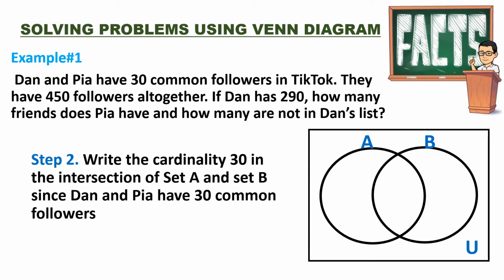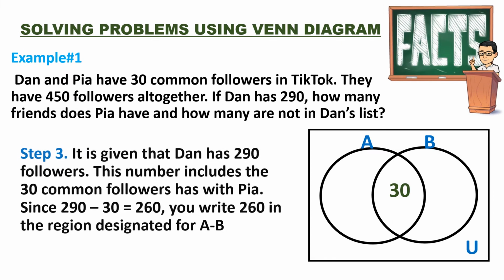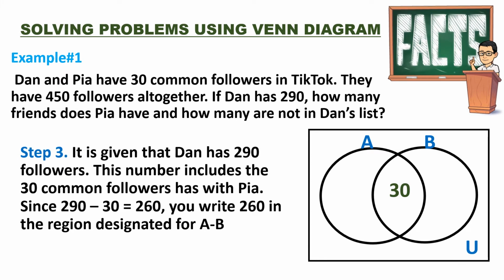Then for step 2, write the cardinality 30 in the intersection of set A and set B, since Dan and Pia have 30 common followers. Step 3. It is given that Dan has 290 followers. This number includes the 30 common followers he has with Pia. Since 290 minus 30 equals 260, you can write 260 in the region designated for A minus B or A only.